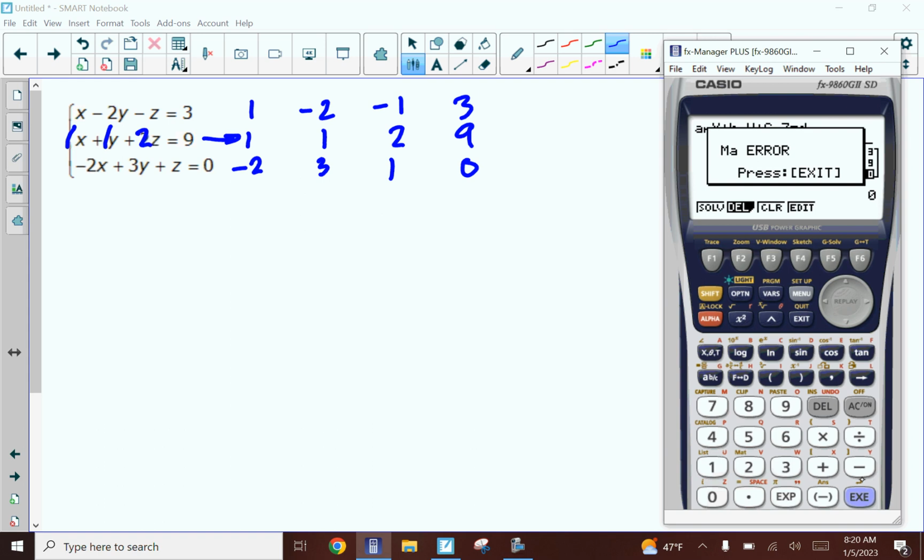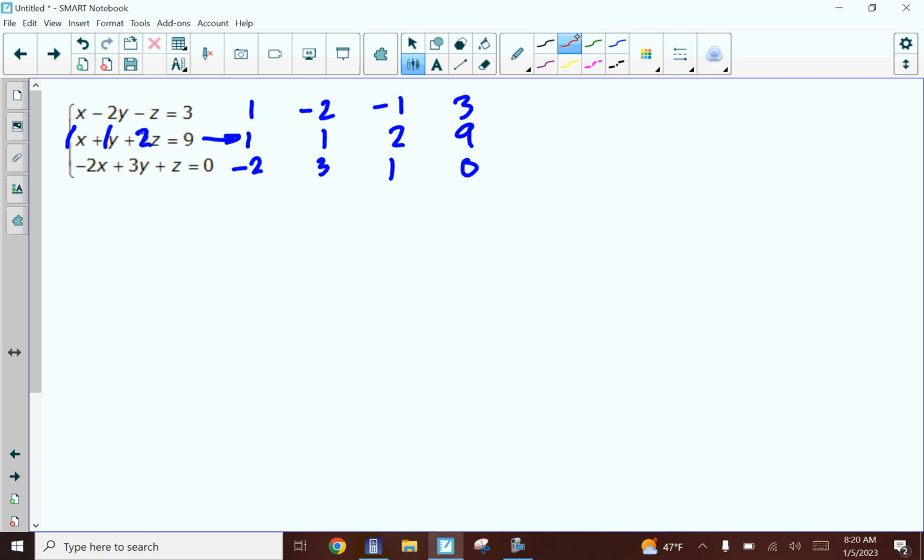I hit execute one more time, and it says math error. So I'm just again going to make sure I typed everything right. 1, -2, -1, 3, 1, 1, 2, 9, and -2, 3, 1, 0. If it's typed right and you still get this math error, that just means that there's no solution. No solution happens anytime these three things don't cross each other.